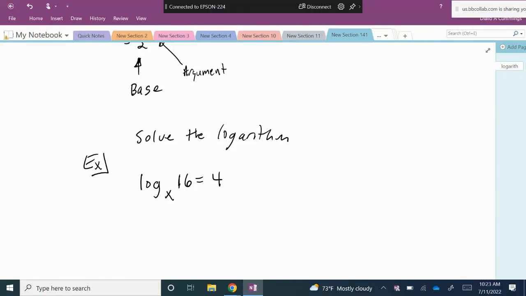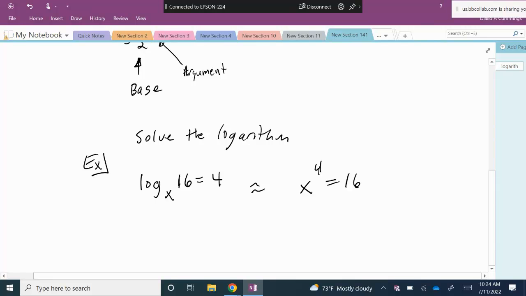Okay. So in order to solve any logarithm, we must convert the log to an exponent. All right, so I'm going to use that previous formula. The base of my log is x. Therefore, the base of my exponent is x. I'm going to raise x to the 4th power, and I'm going to set that equal to 16.